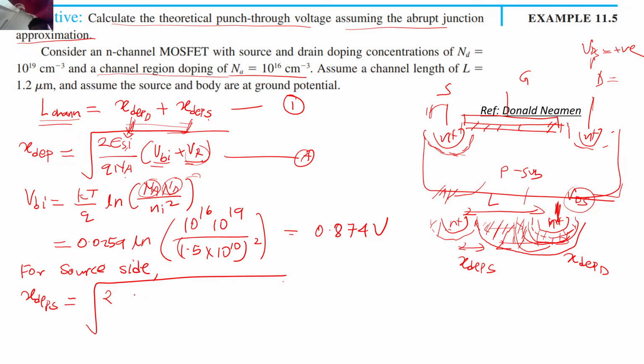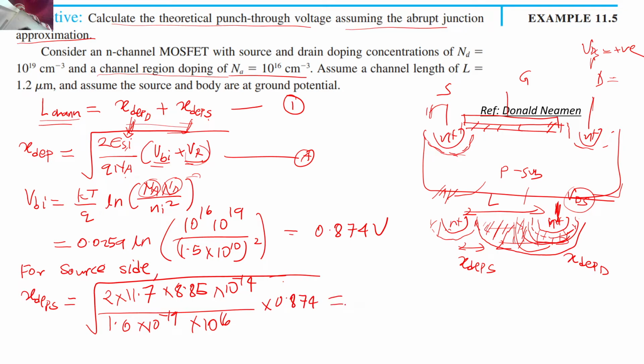So 2 into epsilon SI, which is 11.7 into 8.85 into 10 to the power minus 14, divided by 1.6 into 10 to the power minus 19 into the value of Na, which has been given as 10 to the power 16, correct? And the value of VBI we have calculated, 0.874, right? The depletion region width on the source side will come out to be around 0.336 micrometers, right? So let's denote it as equation number 2.